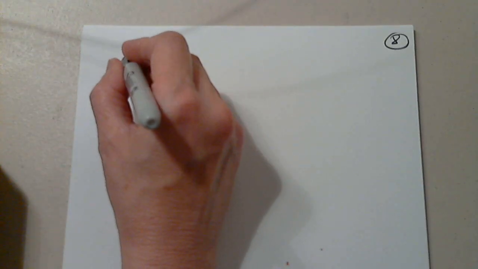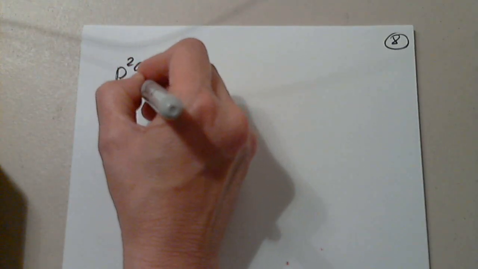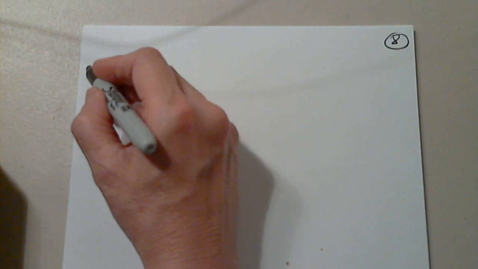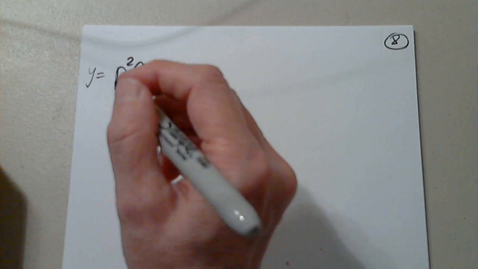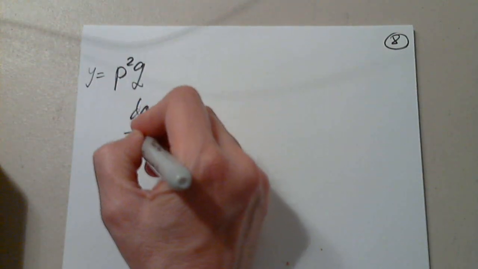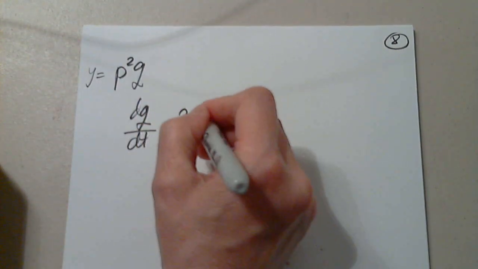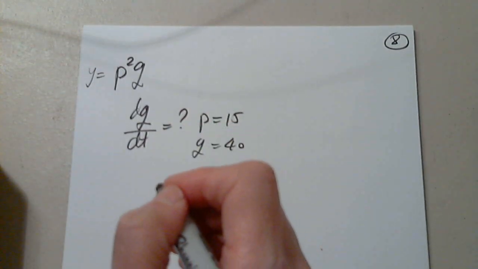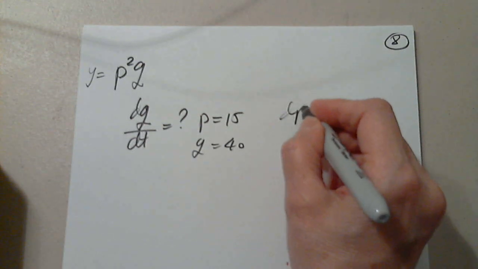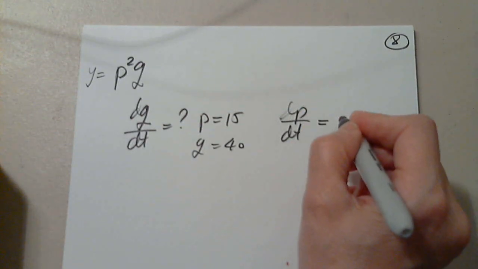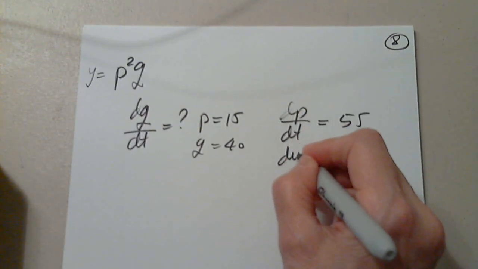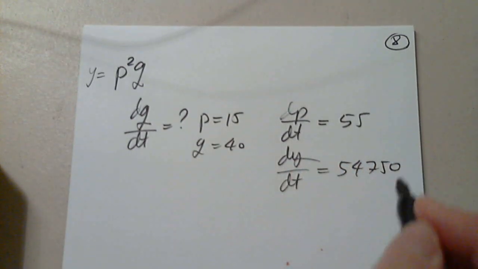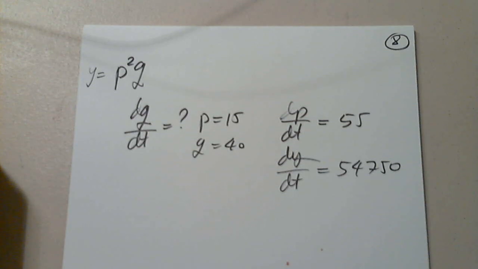So we have y equals p squared times q, and they're asking us to find dq over dt when p equals 15, q equals 40, dp over dt equals 55, and dy over dt equals 54750. Perfect. Where are you guys?